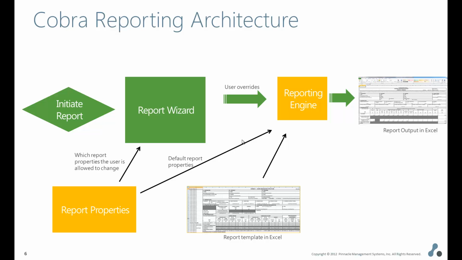For each report, there's a report template. This is an Excel file that contains the formatting details, calculations, and so on for that specific report. So the reporting engine uses that, and the data coming from the database, the parameters, and so on, and uses all that to format the report that comes out in Excel. So we're going to take a look in more detail at how the report properties and the report templates work.